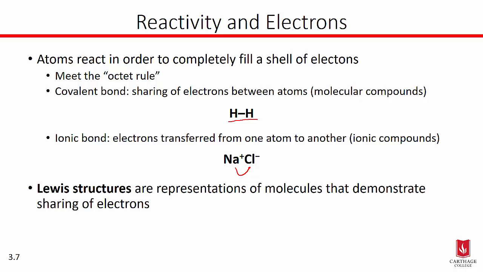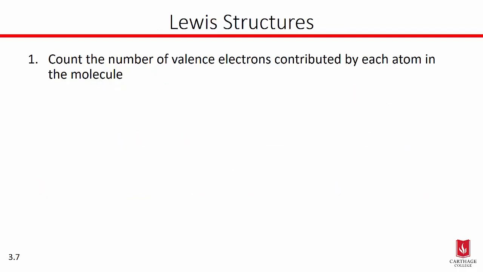Okay, so here are the individual steps for drawing the Lewis structure. The very first thing you want to do is count the number of valence electrons. Remember, the valence electrons are the outermost electrons. So count the number of valence electrons contributed by each atom in the molecule. So that's your first step. I'll walk through an example here in a minute.